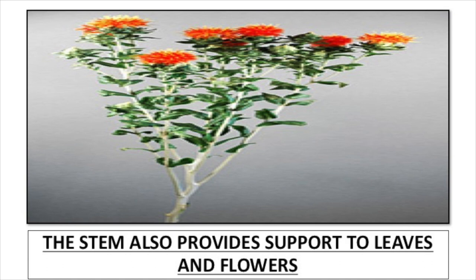The stem also provides support to leaves and flowers. Yes, here we can see the pretty flowers and the leaves. But they'd fall down onto the ground if there was nothing to be on. And that's what we mean by the stem. You can see the little brown twigs or the brown sticks here. This is the stem. And the leaves and the flowers grow off the stem. That's why I say the stem is like the skeleton of the plant.